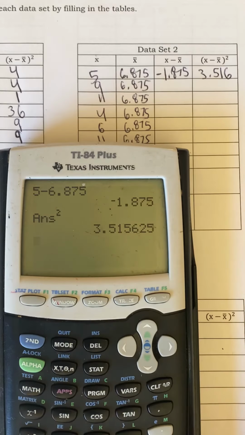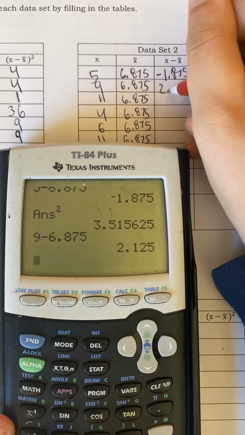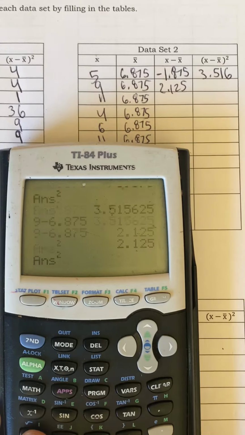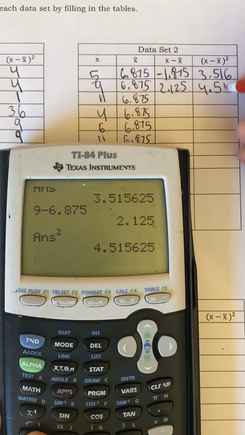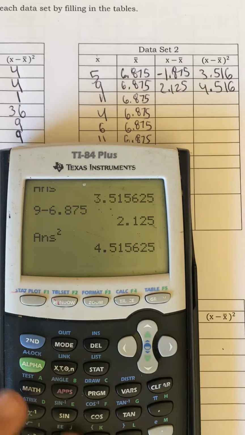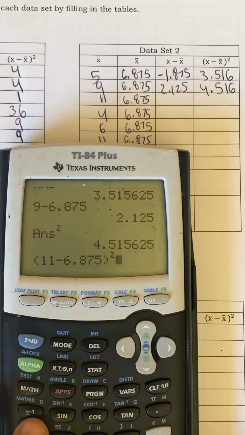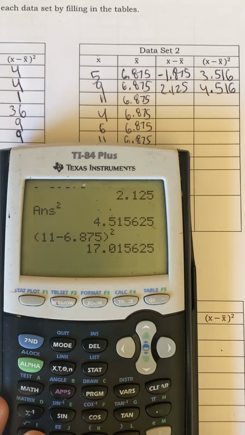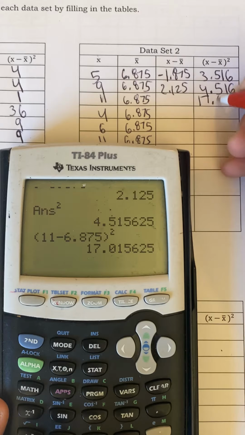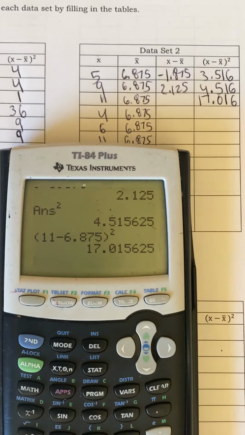Okay, and then keep on doing the same thing with the next column. So 9 minus 6.875 gives me 2.125, and then square it gives me 4.516. And of course, you could always just skip this whole column and go straight to doing 11 minus 6.875 and then square that, and it'll still give you the correct answer, which is 17.016. And again, I'm continuously using 3 decimal places the whole entire time, just like we've done in the past.